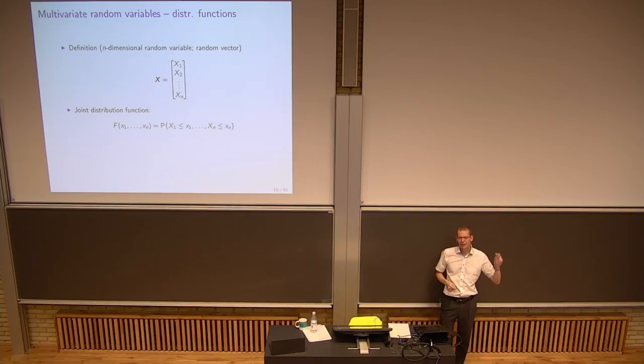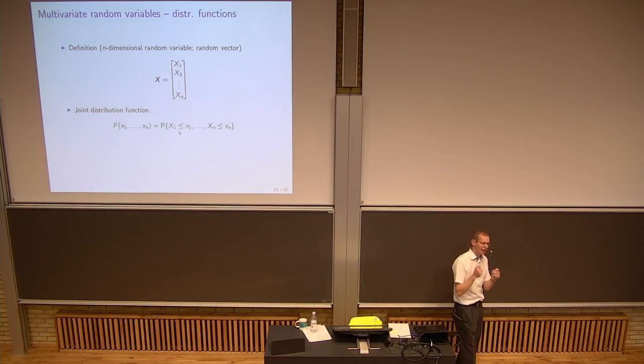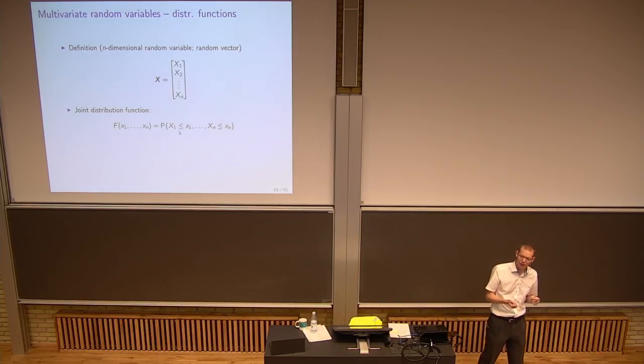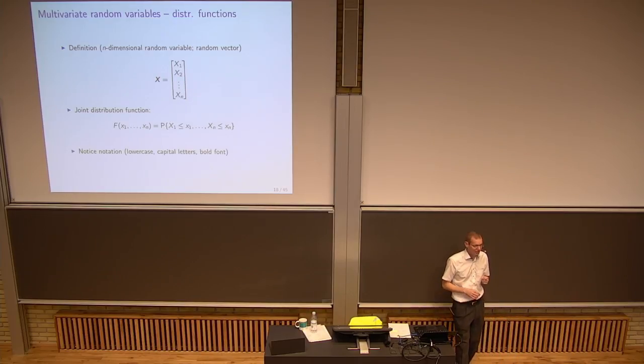Each element is on its own a univariate random variable. And then you have the joint distribution function down here. F of x1 through xn is the probability of observing each of the Xi less than a given number, lowercase xi. So do note the notation.